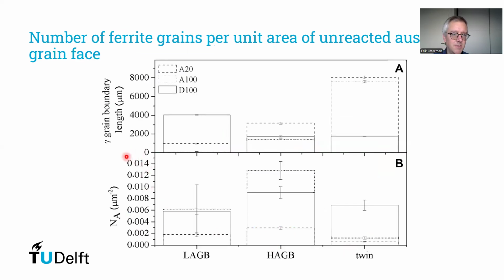Now, Hiskeland here made an analysis of the number of ferrite grains per unit area of unreacted austenite grain phase. And you can see here the grain boundary length, the austenite grain boundary length that she subdivided into low angle grain boundaries, high angle boundaries, and twin boundaries. And here you see the number of ferrite grains per unit unreacted for the three different conditions: annealing, 20 seconds, 100 seconds, and deformation plus annealing for 100 seconds.